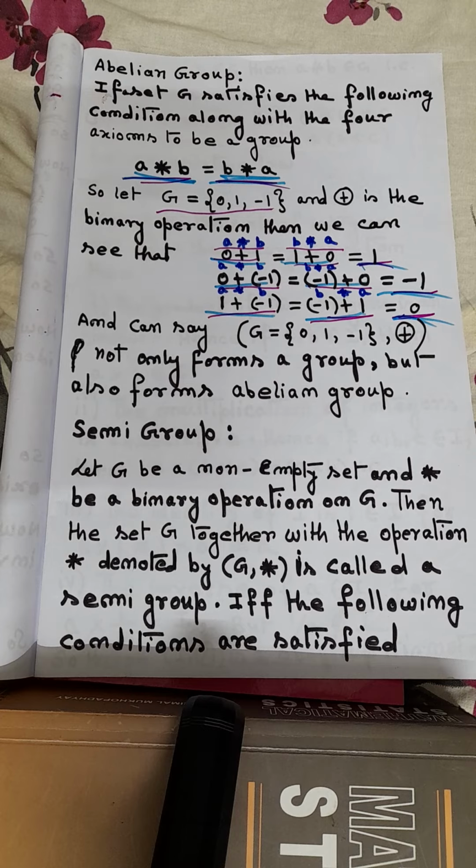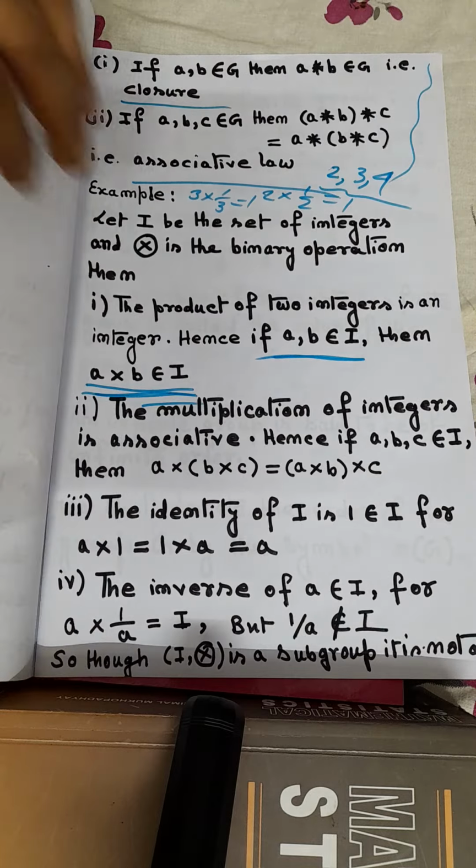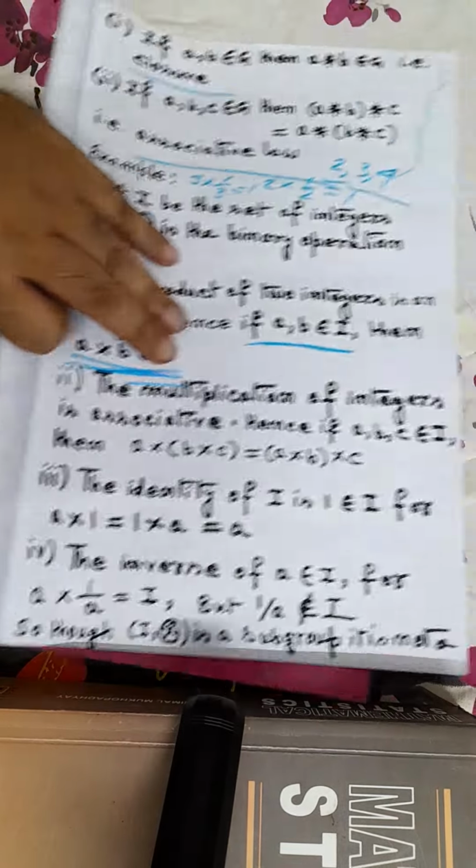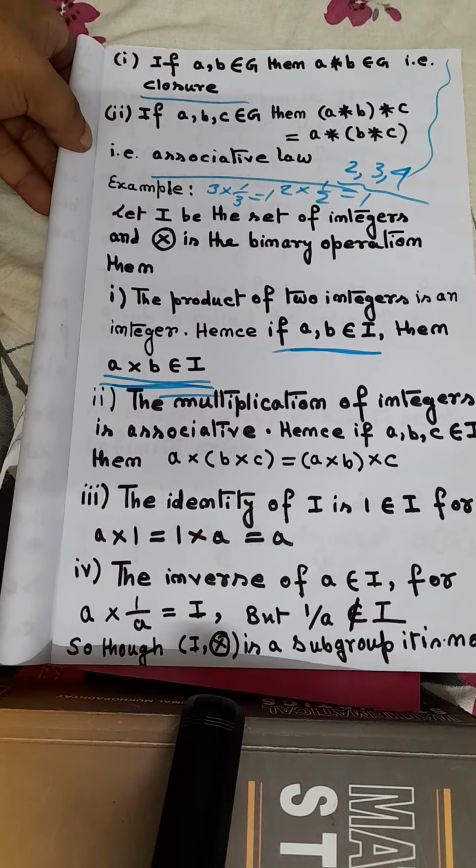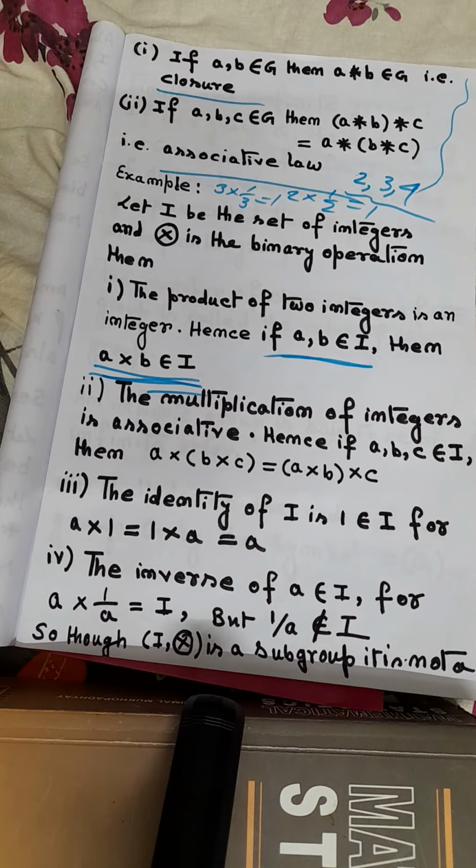Okay, so what is a semi-group? Let G be a non-empty set and asterisk be a binary operation on G. Then this set G together with the binary operation asterisk, denoted by G asterisk, is called a semi-group if and only if the following conditions are satisfied. There are two conditions to be a semi-group. What are the two conditions? The first condition is closure, and the second condition is associative law.